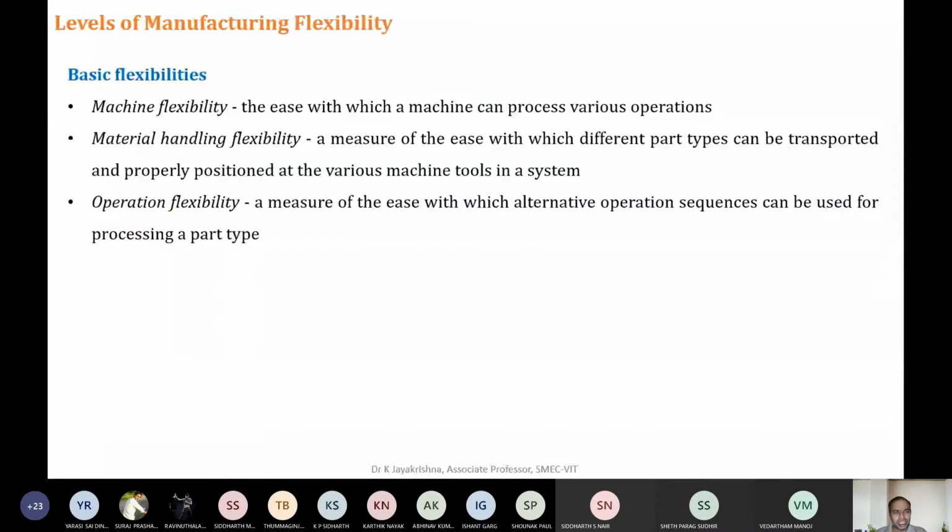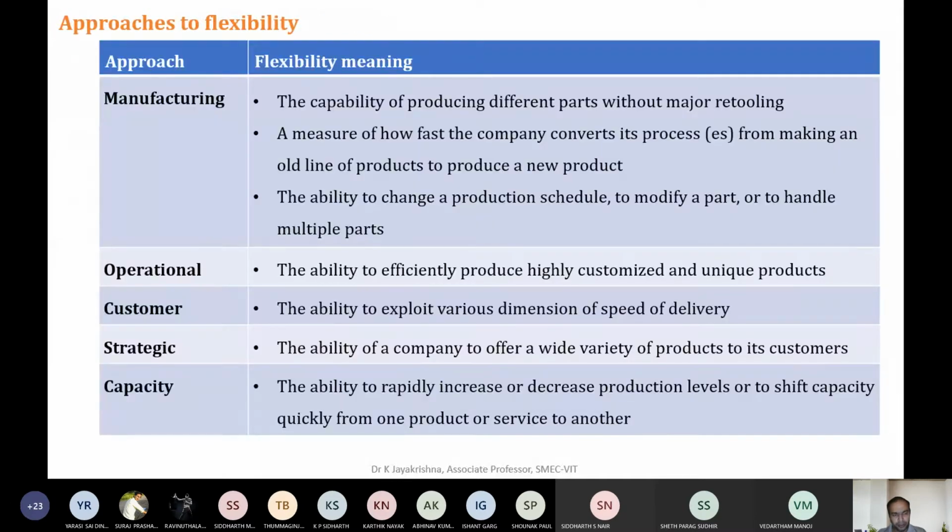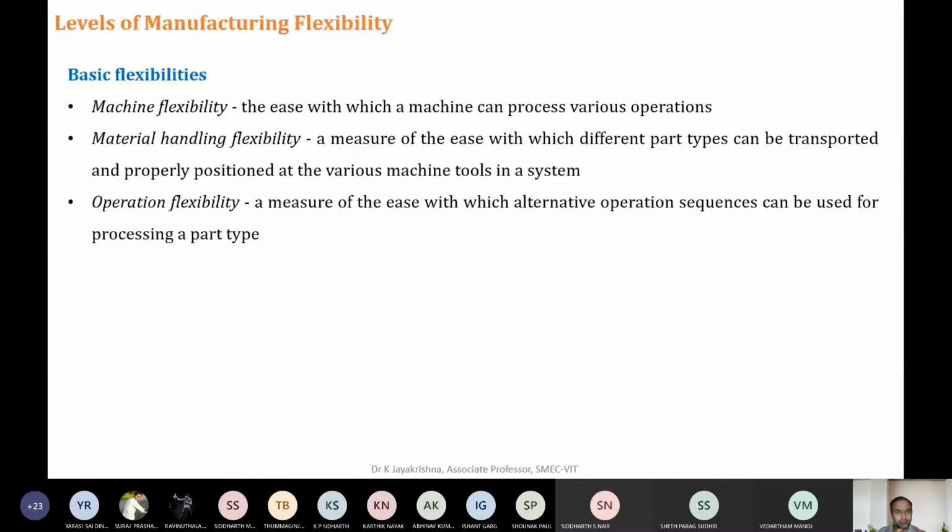Okay, so what are the levels of flexibility? As I told you, depending upon the role you are going to play, the flexibility has different levels. When it comes to machines, now we are going for a micro analysis. So what is machine flexibility? Using the same machine, I can perform various operations. Say for a lathe, I can do grooving, turning, and chamfering. So a lot of options are there. When I select one machine, I can produce multiple parts.